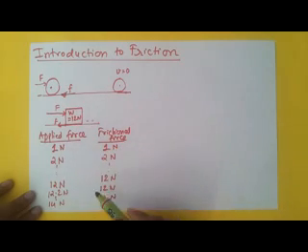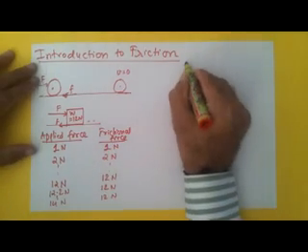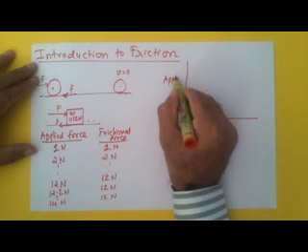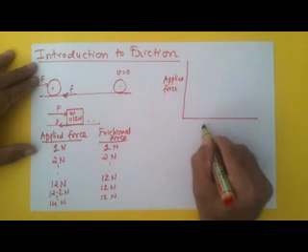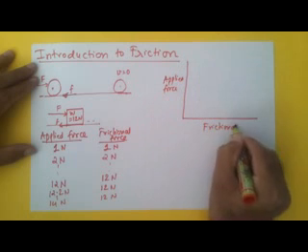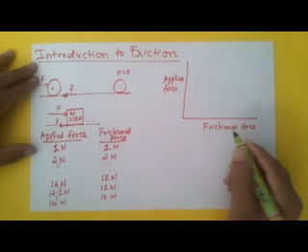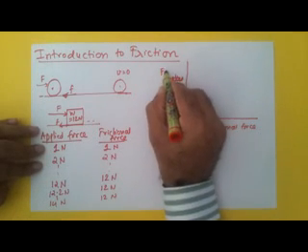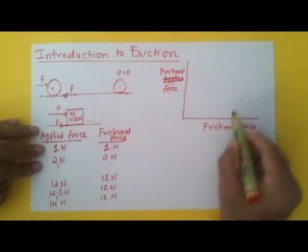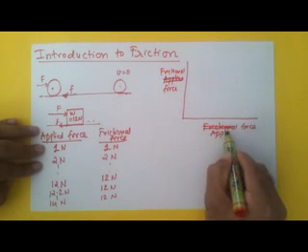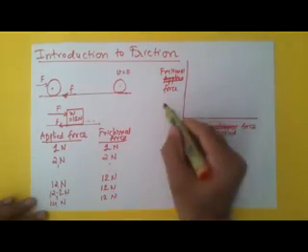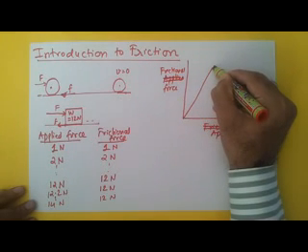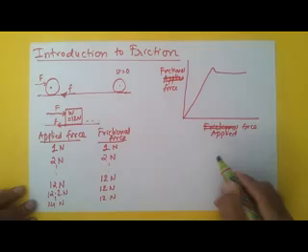If I try to show this in the form of a graph, I'll get a graph like this. Let me take frictional force on the y-axis, and the applied force on the x-axis. So if I draw a graph of frictional force versus applied force, I'll create a graph something like this, right?